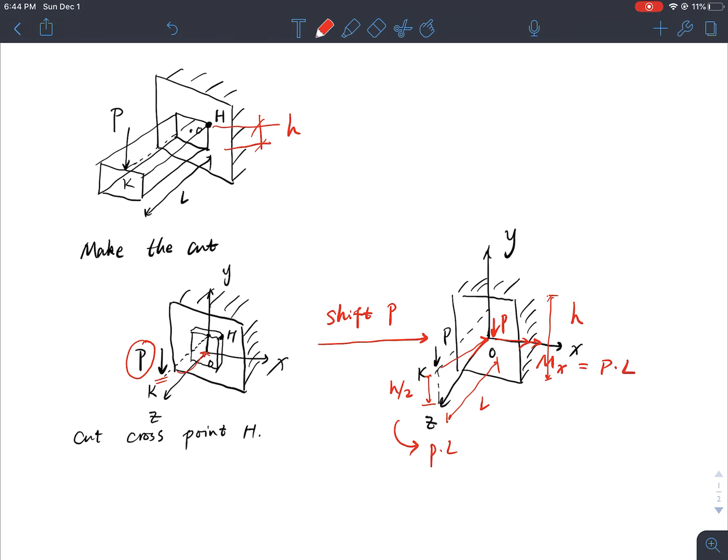Simultaneously, by moving the force from K to O, I travel a distance of half h. How much moment will I have by traveling the distance half h? Apparently, I'm traveling in the same direction as my force P. Same direction as my force P, so I don't have any moment.